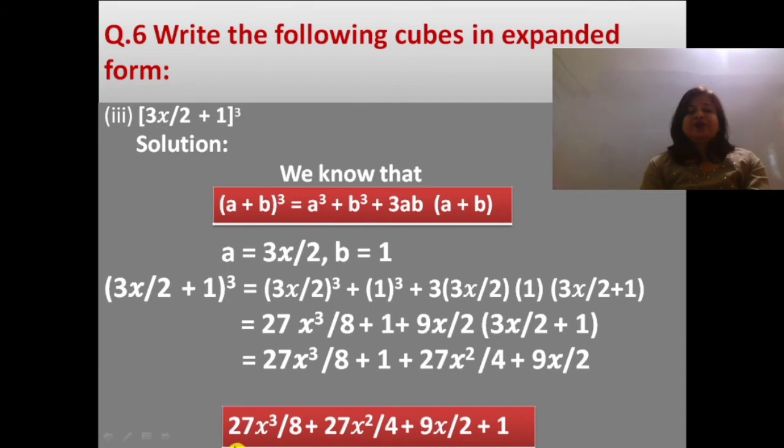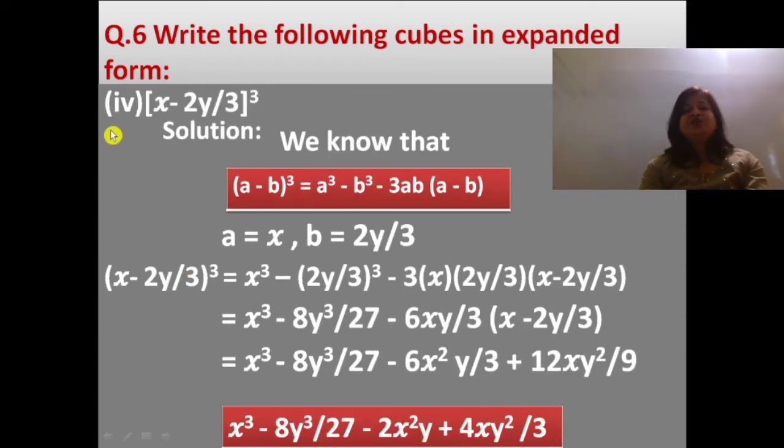So 27x³/8 + 27x²/4 + 9x/2 + 1. This is the expanded form of this part. So this is the final answer of the third part.